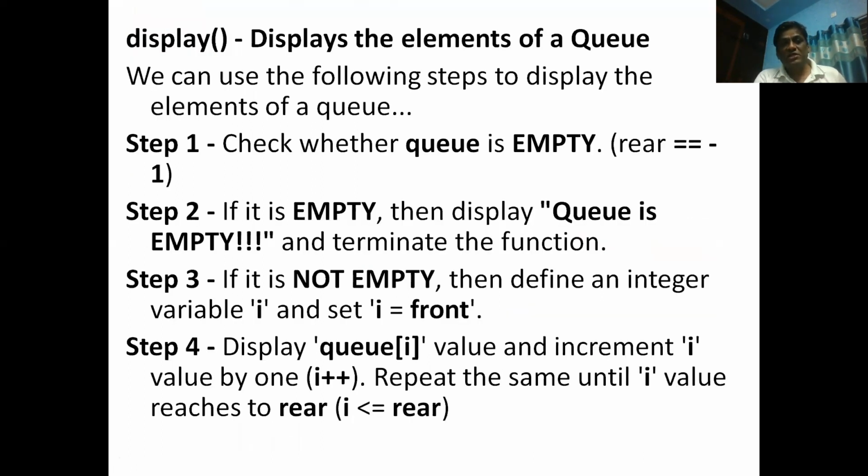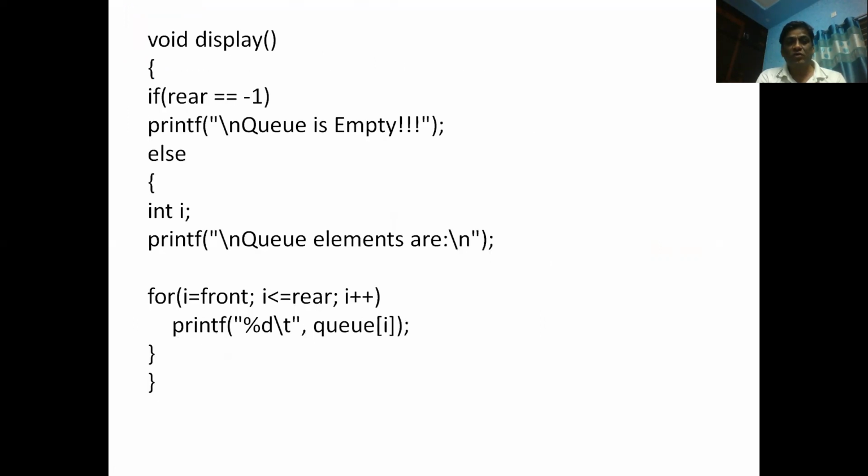And the display operation: if you see that the queue is empty, then simply display the message queue is empty. Otherwise the elements will be there from front to rear. So use a loop to move from front to rear and display all the elements between front and rear. Okay, so this is the code for displaying. If rear is equal to -1, then we display the message queue is empty.